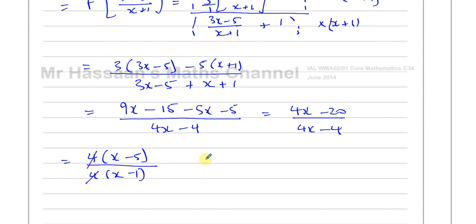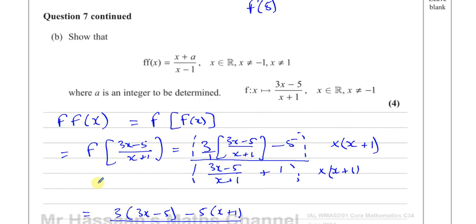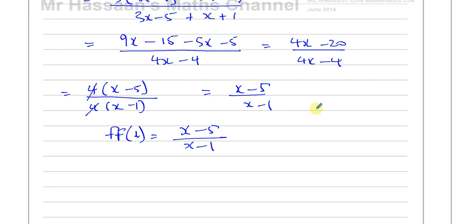Those 4's cancel. I'm left with x minus 5 over x minus 1. So we can say the composite function f of x is equal to x minus 5 over x minus 1, which is the right form that we wanted: x plus a over x minus 1. The a is, of course, negative. So a is negative 5. So a is equal to negative 5.